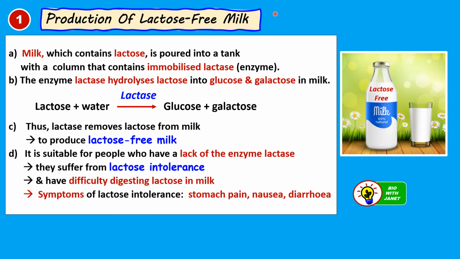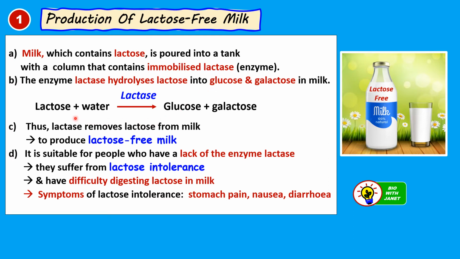So here are the notes for the production of lactose-free milk. We have discussed the diagram just now, and let's go through these notes very quickly. Milk which contains lactose is poured into a tank with a column that contains immobilized lactase, which is the enzyme. This immobilized lactase is attached to the inert substance inside the column. Then the enzyme lactase hydrolyzes the lactose into glucose and galactose in milk.